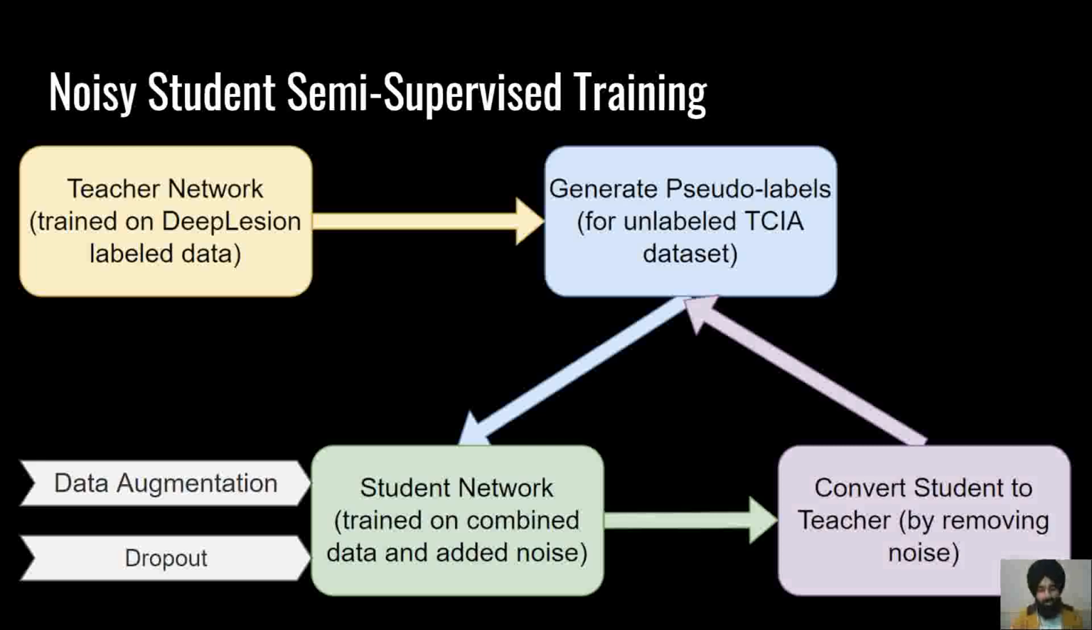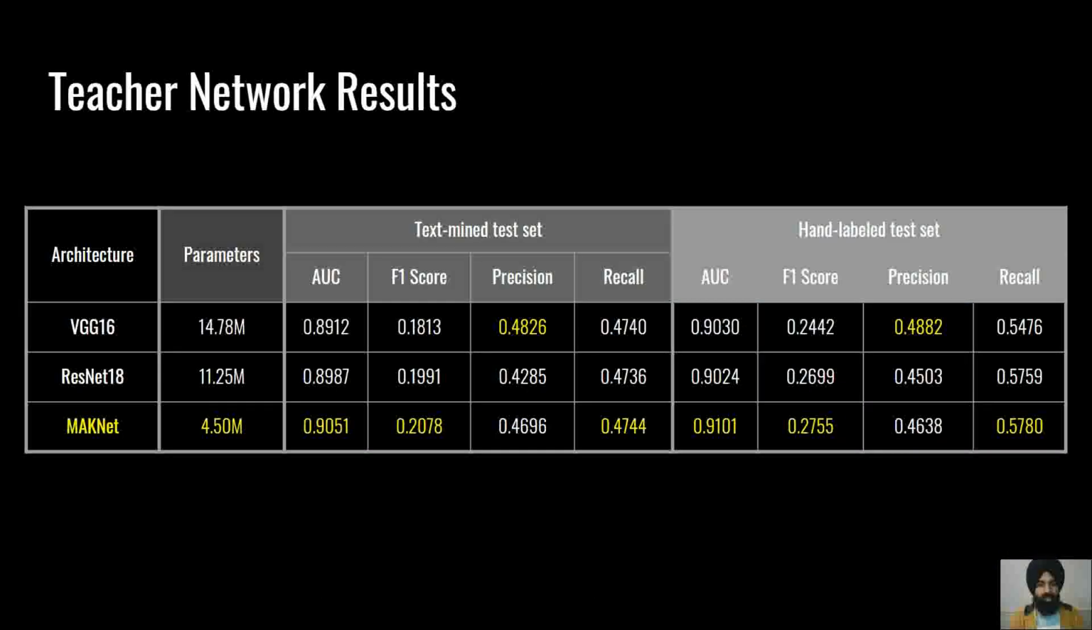You can also increase the size of the network after each iteration for more refinement, but we use the same network for every iteration to maintain a lightweight network. These are the comparison and results of the teacher network. As you can see, VGG16 has a higher number of parameters, whereas MarkNet has around 4.5 million parameters while overall performing better than both ResNet and VGG. Therefore, we will use MarkNet for the student network and pseudo labeling.